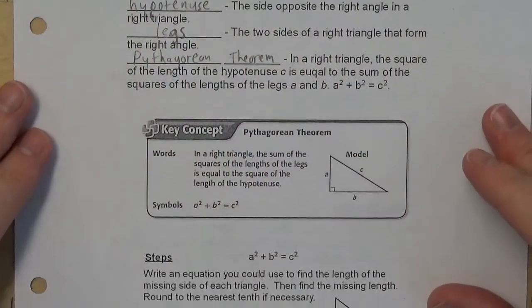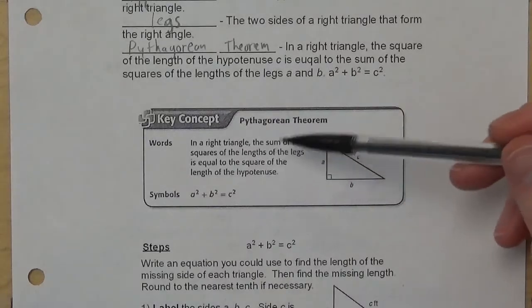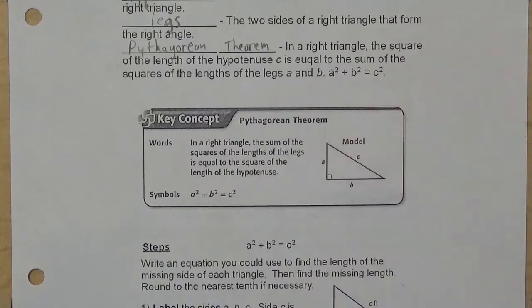So you got a little key concept box here. It talks a little bit about the Pythagorean Theorem. It says in a right triangle, the sum of the squares of the lengths of the legs is equal to the square of the length of the hypotenuse. That's our vocabulary definition up there. It gives you the symbols here, side A squared plus B squared equals side C squared. And then you also have a picture of the triangle there as well, where we're able to identify the legs and the hypotenuse.